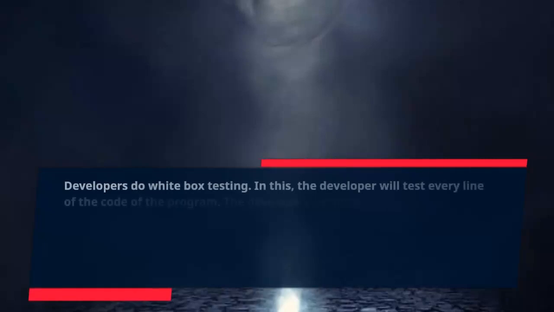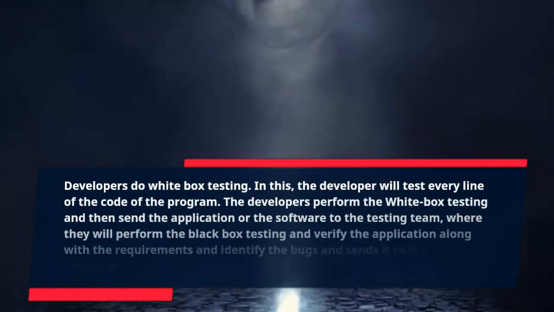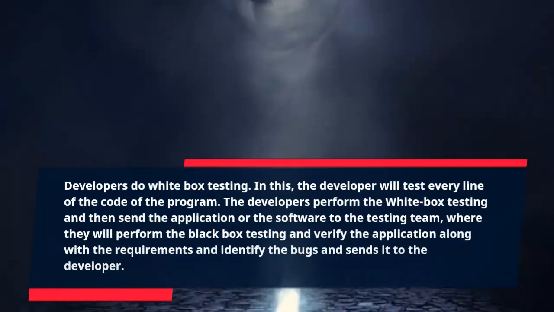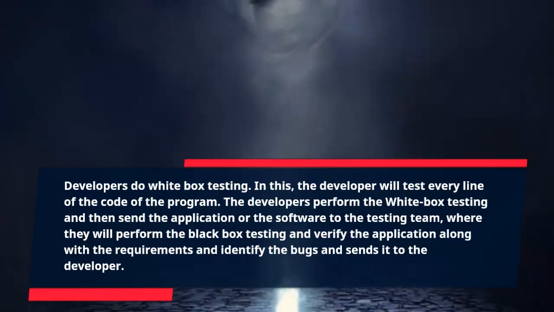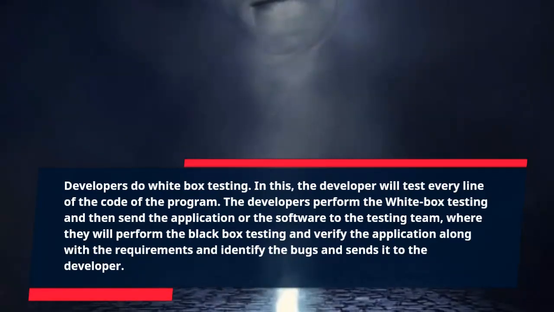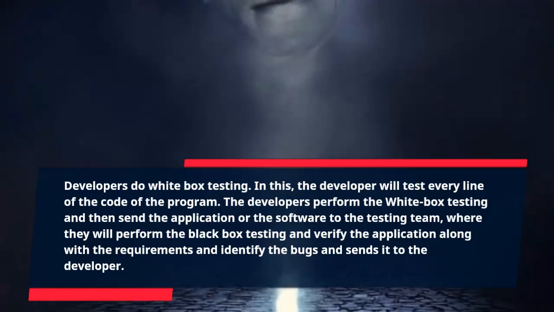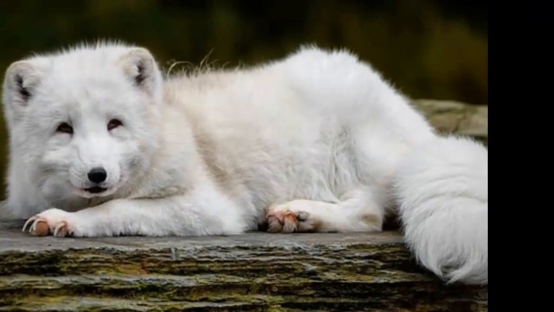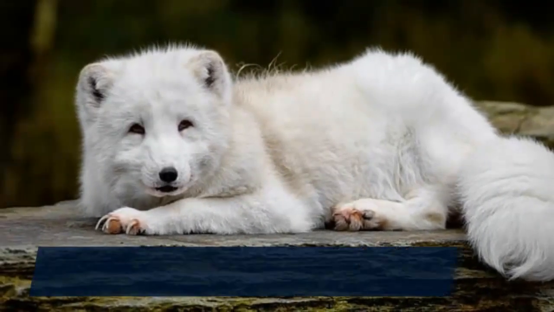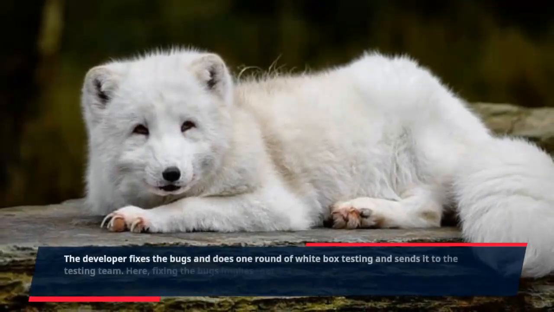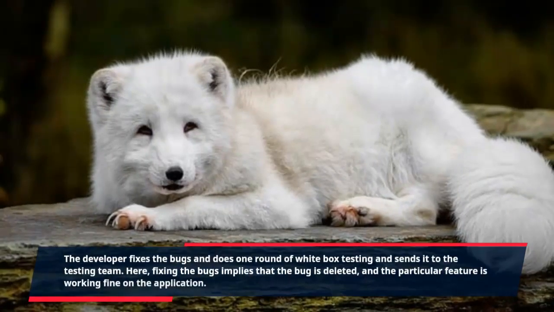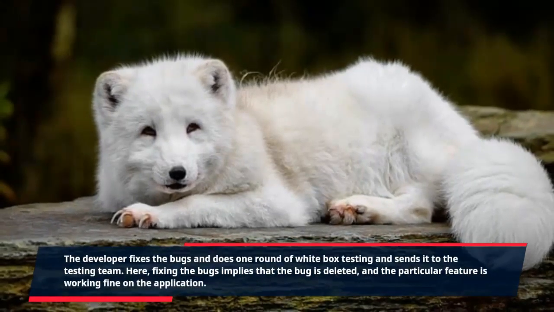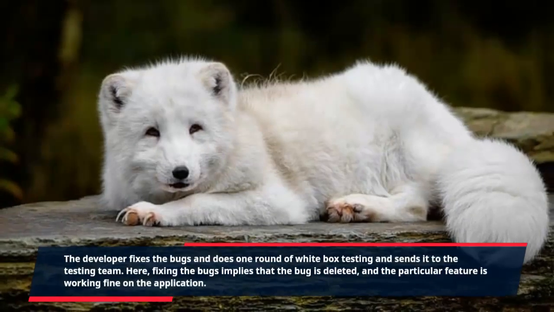In this, the developer will test every line of the code of the program. The developers perform the white box testing and then send the application or the software to the testing team, where they will perform the black box testing, verify the application against the requirements, identify the bugs and send it to the developer. The developer fixes the bugs, does one round of white box testing and sends it to the testing team. Here, fixing the bugs implies that the bug is deleted, and the particular feature is working fine on the application.